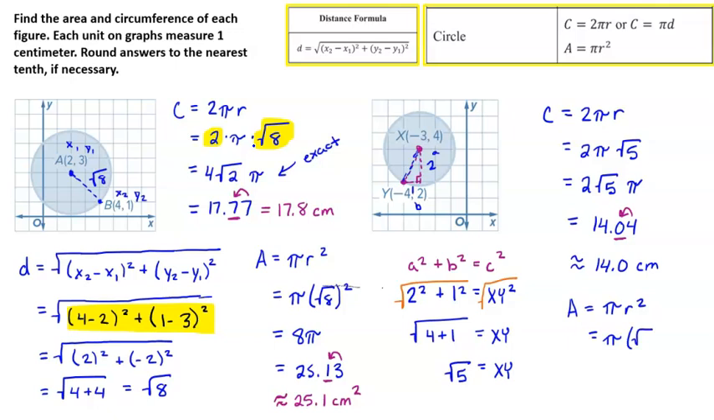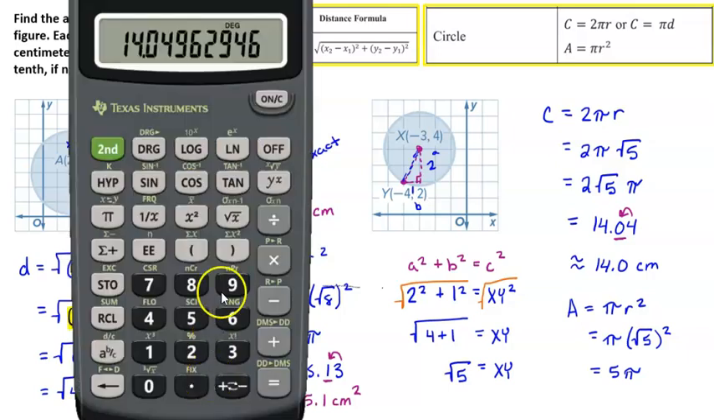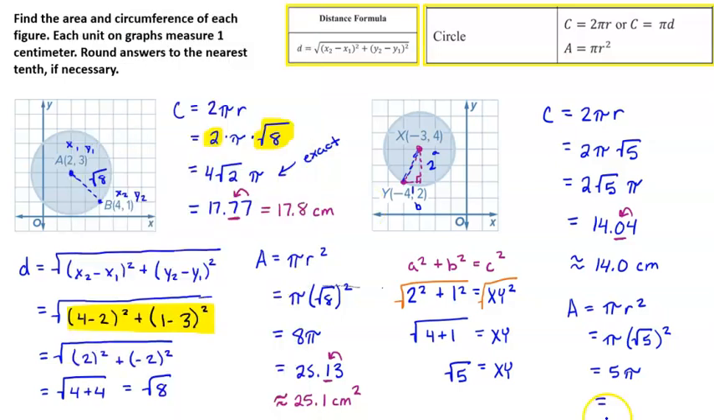Pi times the square root of 5 squared. And remember, this is just going to be 5 pi. So that would be my exact answer. I'm going to go ahead and plug this into my calculator. So 5 times pi equals, and I get 15.70, and so that's just going to be 15.7 and then centimeters squared.